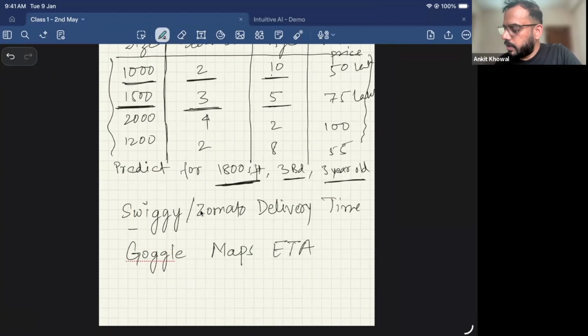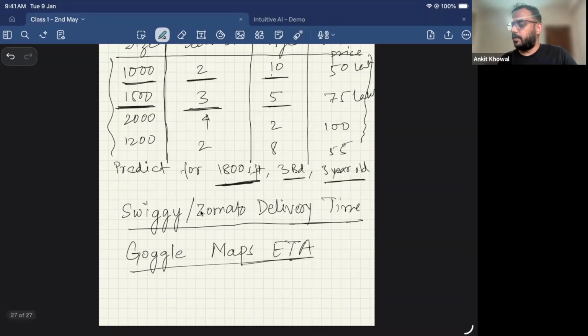When you see Swiggy and Zomato predicting the delivery time, this is what is going on behind the scenes. They have a lot of human-labeled data which tells them that in the past it has taken this much time based on these parameters. So it will try to come up with an equation and tell you how much time it will take now. Similarly for Google Maps ETA, the same kind of algorithm is used.